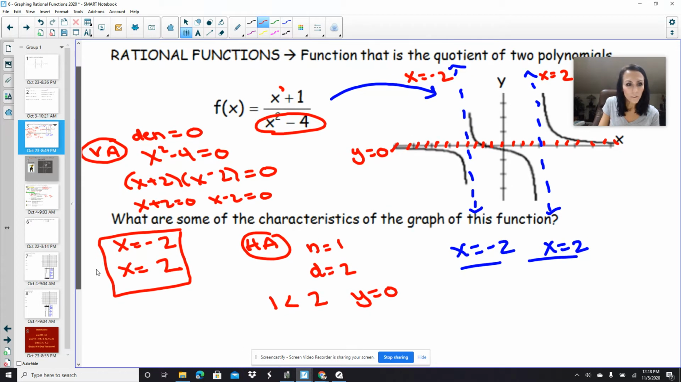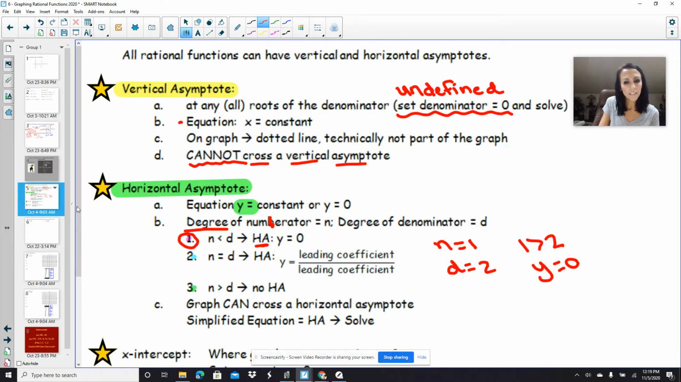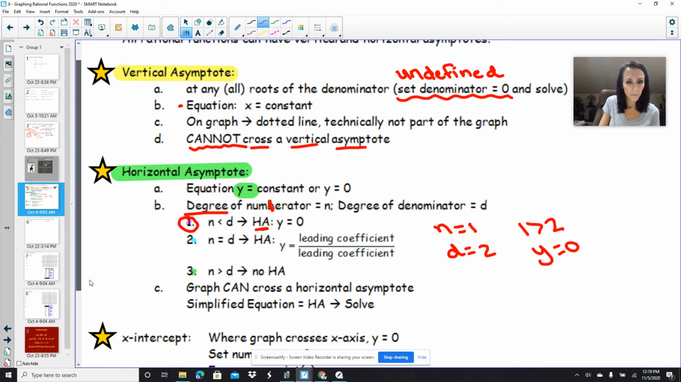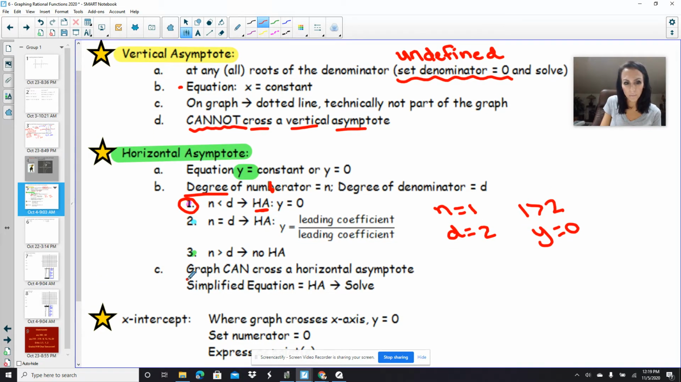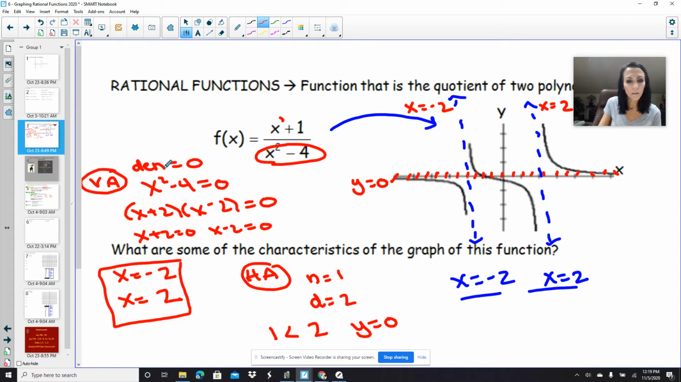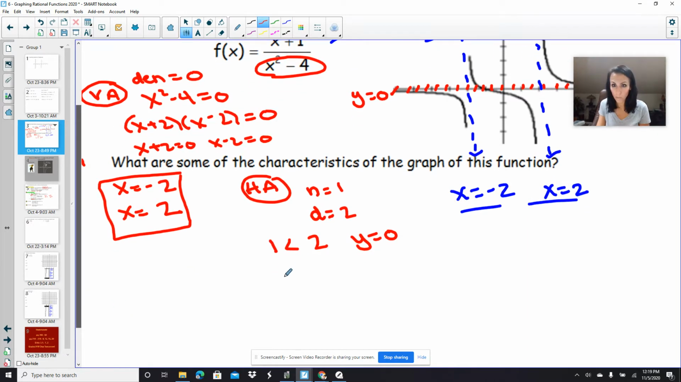Let's keep going to the next 2 parts, x-intercepts and y-intercepts. Oh, I forgot this part. The graph can cross a horizontal asymptote, so I certainly want to pull that from the notes and highlight that. The way you see if a graph can cross is you take the simplified equation, set it equal to the horizontal asymptote, and solve. Maybe I should illustrate that now. I know we will illustrate it in the examples, but let's go ahead. Simplified equation equal to our horizontal asymptote. And that will help you determine where it crosses.